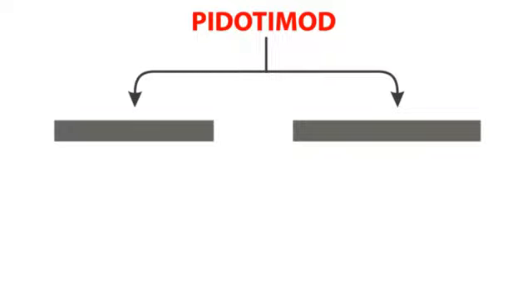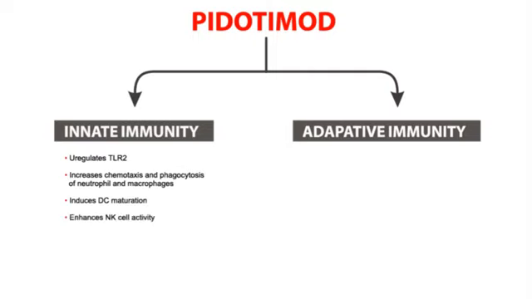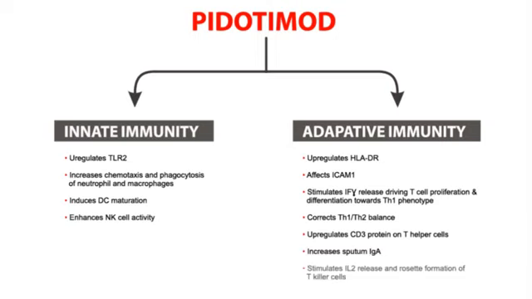Hence, pidotimod stimulates both the immunological mechanisms involved in humoral and cell-mediated immunity. In innate immunity, pidotimod upregulates TLR2, increases chemotaxis and phagocytosis of neutrophils and macrophages, induces DC maturation, and enhances NK cell activity. In adaptive immunity, it upregulates HLA-DR, affects ICAM1, stimulates IFN gamma release, corrects Th1-Th2 balance, upregulates CD3 protein on T helper cells, increases sputum IgA, and stimulates IL-2 release and rosette formation of T killer cells.